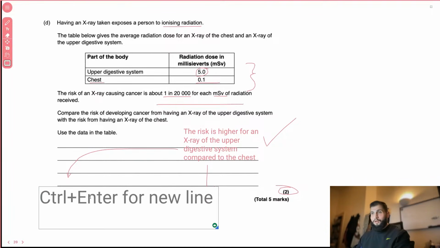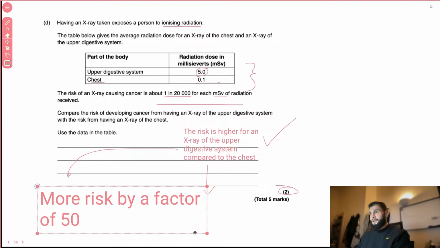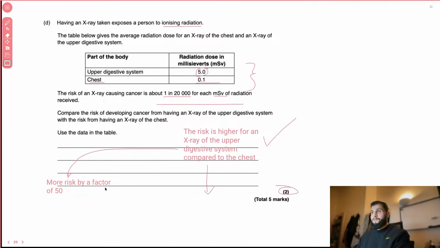So what is that? A lot of you have already written it. So more risk by a factor of 50. That is perfect. That is completely fine. So this will also get you marks. But no one has mentioned the other way we can show it. So the other way we can show it is we got a value here, 1 in 20,000. So what we can do is we can write it.